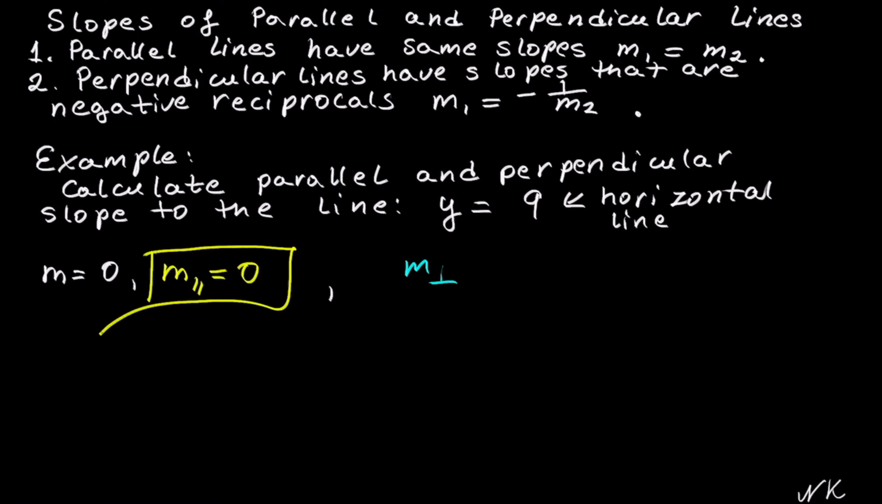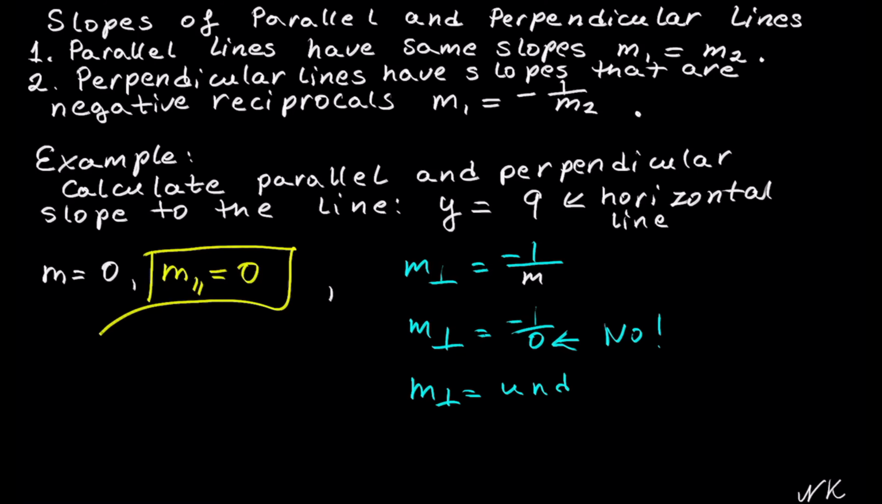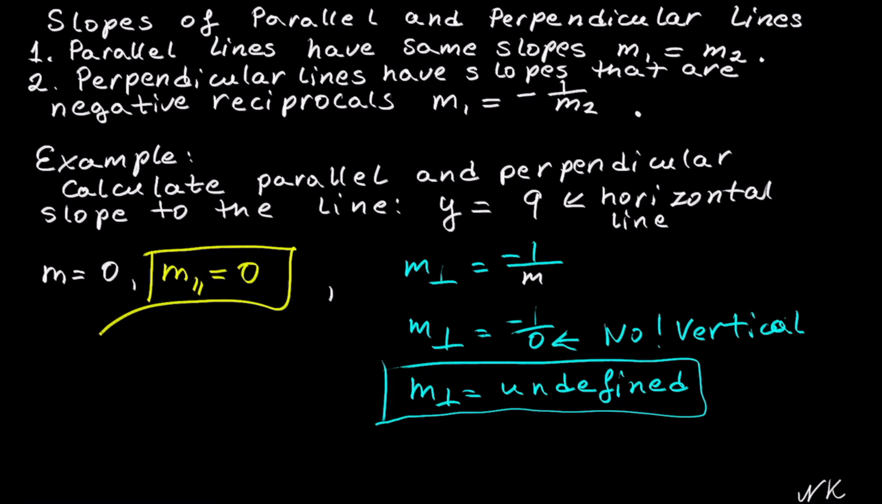The slope of a perpendicular line equals -1 out of the slope of the line. So this gives us the slope of a perpendicular line is equal to -1 out of 0. And we cannot divide by 0. So a perpendicular slope to a horizontal line is undefined. By the way, a perpendicular slope to a horizontal slope is a vertical slope. So the perpendicular slope to a horizontal line is undefined. That's all.